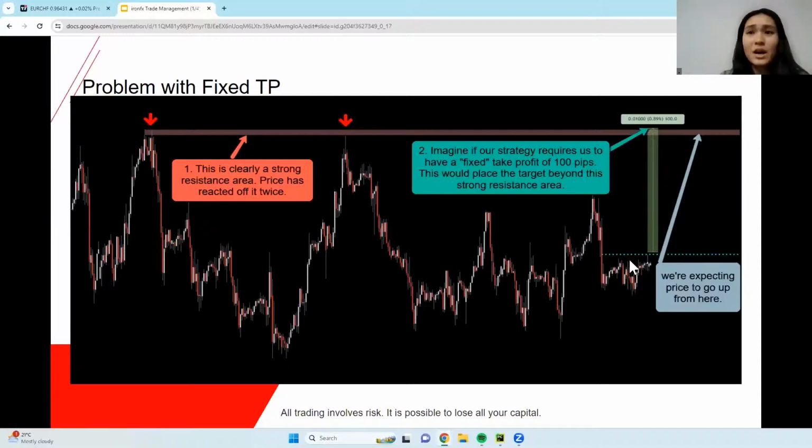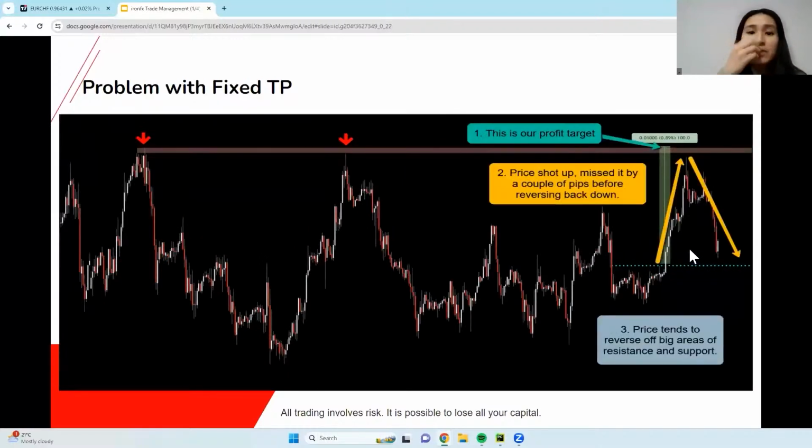Okay, so our entry is over here, and we're expecting price to go from our entry to this resistance level here. Okay, and this is how it plays out. Price shot up, right? So our target profit was at this resistance level, and price did shoot up as we expected, but it missed our take profit target by a couple of pips, and then it reversed back down to our entry. And the reason for this is because price often reverses off of big areas of resistance and support.